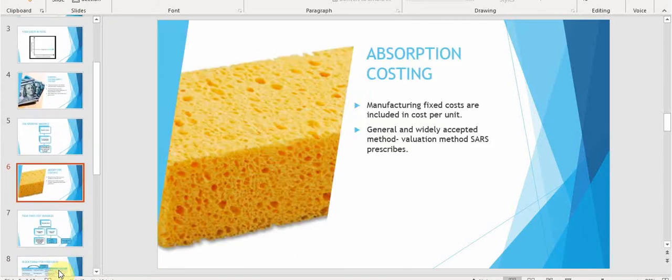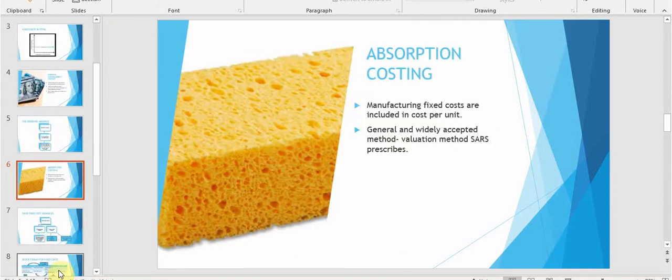The second costing system that we can mention is absorption costing. And I have put a picture here of a sponge because absorption costing refers to where the fixed costs are absorbed into your cost per unit. This means that the cost per unit includes your fixed cost.